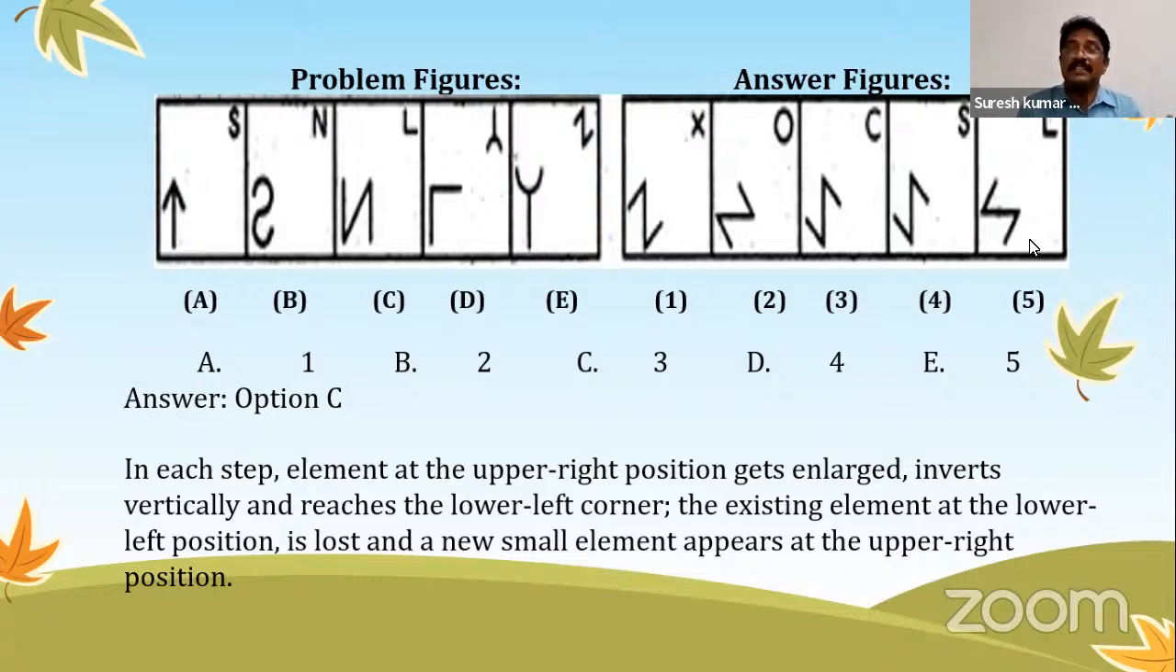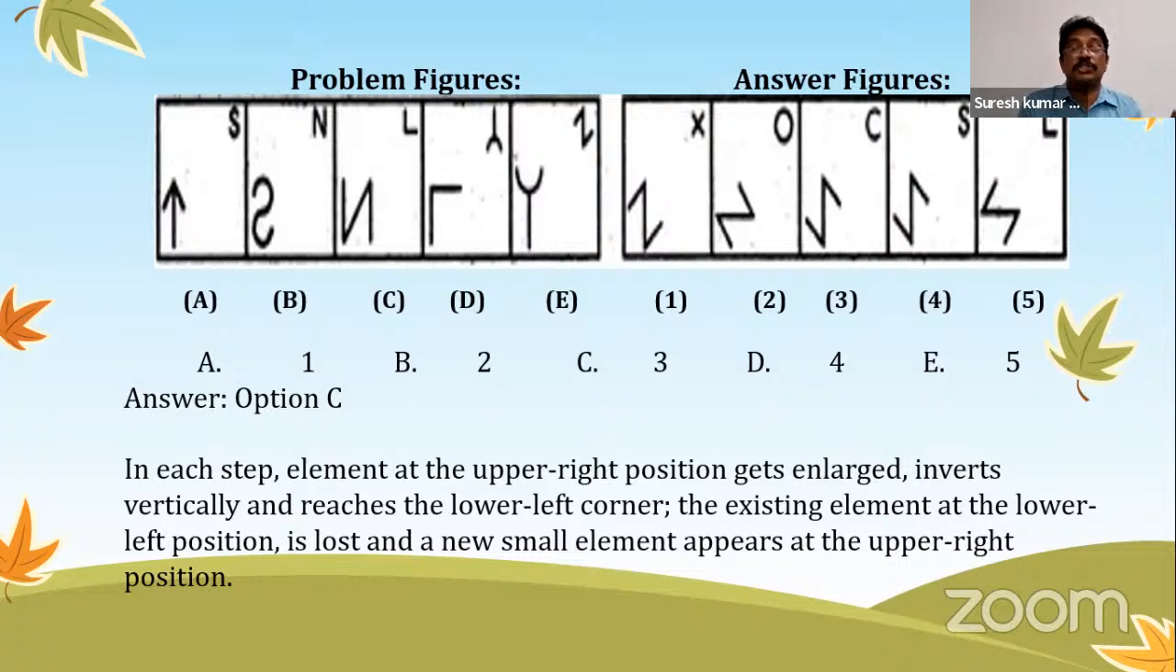Now you see this, it's not an inverted image of a Z. So this is ruled out. This is an inverted image, you can accept, but this S is already present here. So when you observe this, the series is very clear. A new letter should be there. So this is the answer. Are you able to follow? So option 3 is the correct answer.